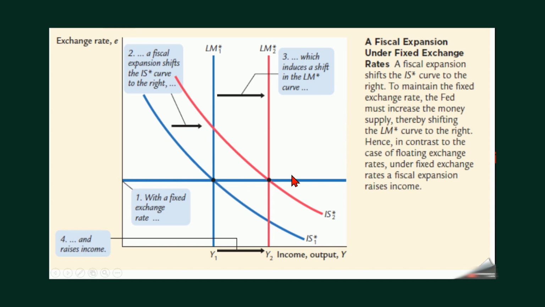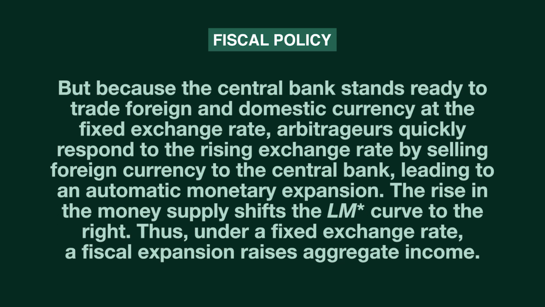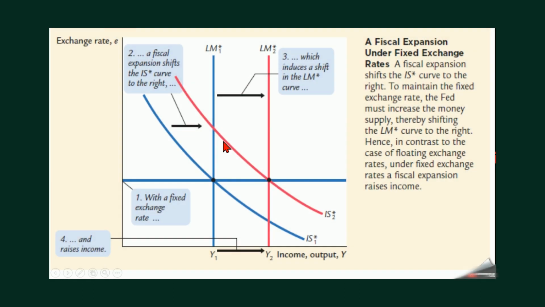Now, how will the central bank react in this particular situation? As the bank is ready to trade foreign and domestic currencies at a fixed exchange rate, there will be a quick response to the rising exchange rate. In this case, the central bank will sell foreign currencies, and there will be an automatic monetary expansion. This monetary expansion will shift the LM curve from LM1 star to LM2 star. Look, at this particular point, we will have an equilibrium where the exchange rate remains the same. This is unlike the case of the floating exchange rate, where our exchange rate was going down.